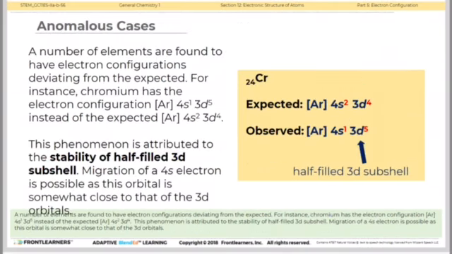A number of elements are found to have electron configurations deviating from the expected. For instance, chromium has the electron configuration [Ar] 4s1 3d5 instead of the expected [Ar] 4s2 3d4. This phenomenon is attributed to the stability of the half-filled 3d subshell. Migration of a 4s electron is possible as this orbital is somewhat close in energy to the 3d orbital.